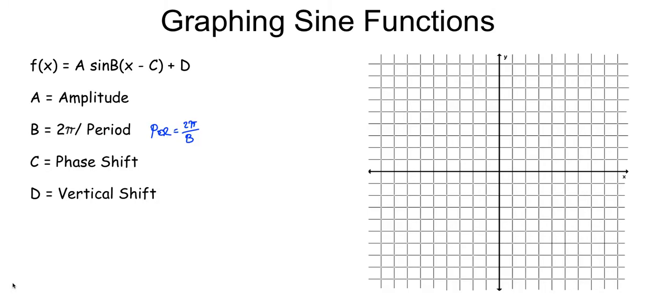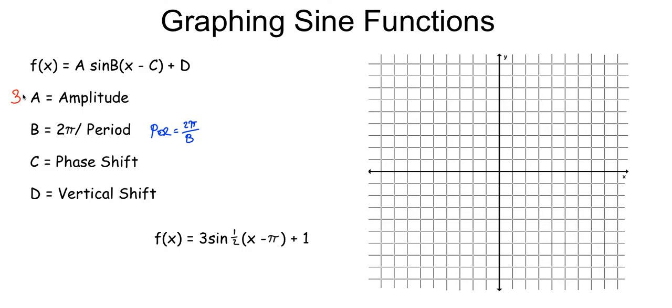So let's say we had an example. We have f of x is equal to 3 times the sine of 1/2 times x minus pi, plus 1. Well, if we want to graph this, the first thing we're going to need to do is identify our different pieces. So in this case here, our amplitude is 3.